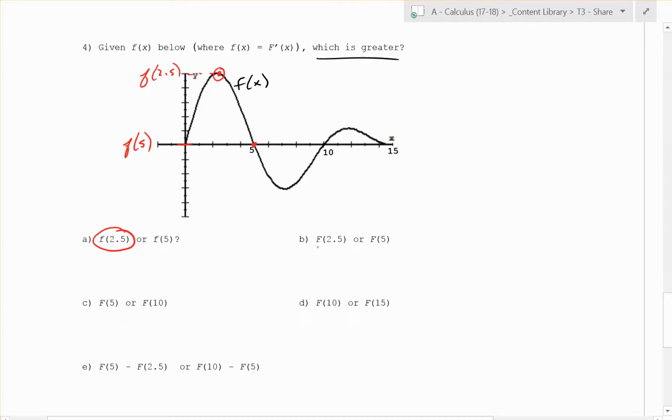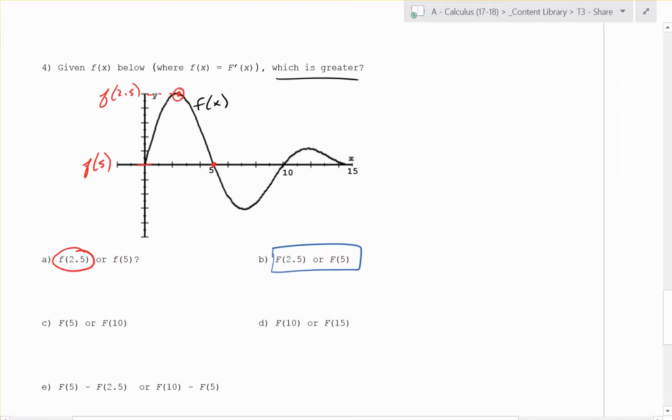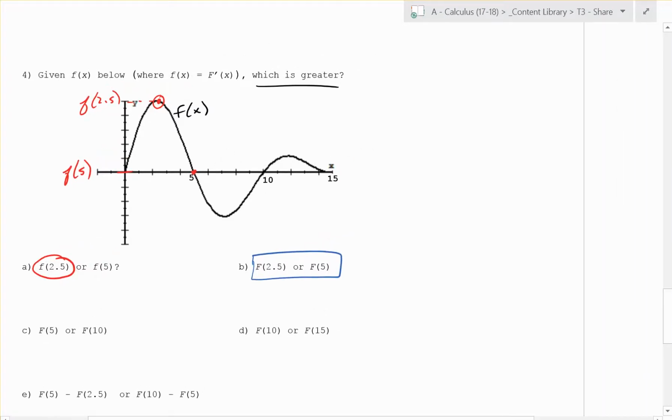What about capital F of 2.5? So how do we figure that out? How do we figure out what capital F looks like or what the values are if we don't have it and we just have this picture?